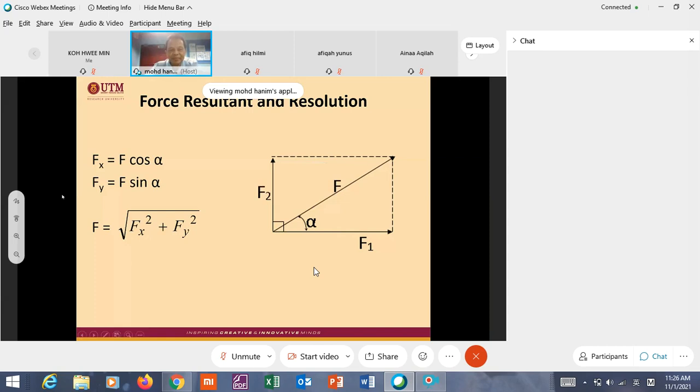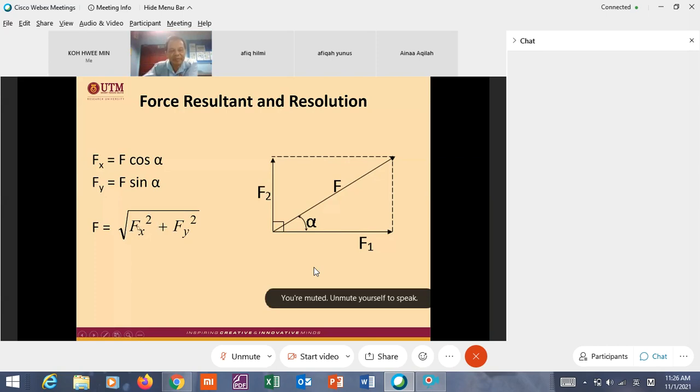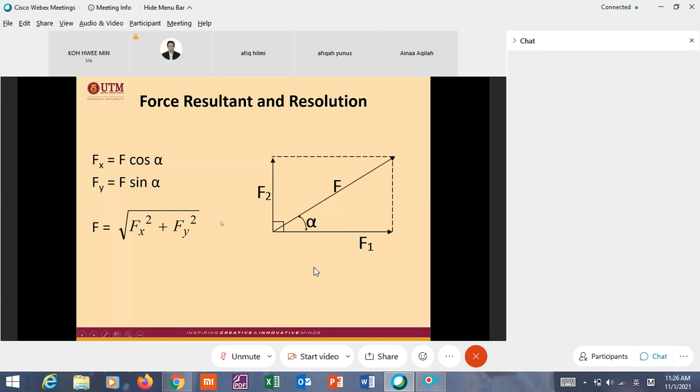Due to Fx and Fy, this is the formula, just based on trigonometry. Theorem of Pythagoras: square root of Fx squared plus Fy squared equals F. So I think these are three formulas that will be utilized, and will be very useful in all the calculations.